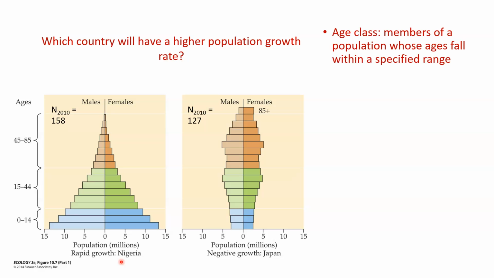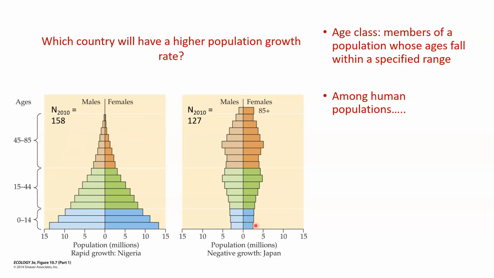So what is an age class? Age class represents the members of a particular population whose ages fall within a specific range, right? So you can clearly see that the Nigerian human population has this typical pyramid shape. There's a whole lot of individuals in younger age classes, right? And fewer individuals in old age classes, right?